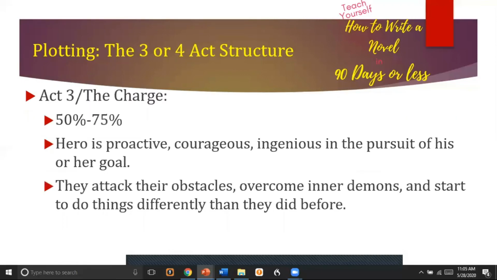The 3rd act is kind of in contrast to the 2nd act. In this case, the hero is much more proactive, courageous, even ingenious in the pursuit of their goal. Of course, this should happen by degrees, not all at once, but this is where we're going to stop seeing them reacting or being acted upon, and now they're going to start to kind of charge forward and attack their obstacles, overcome their demons, and just really start learning and growing and progressing and doing things differently than they did before.